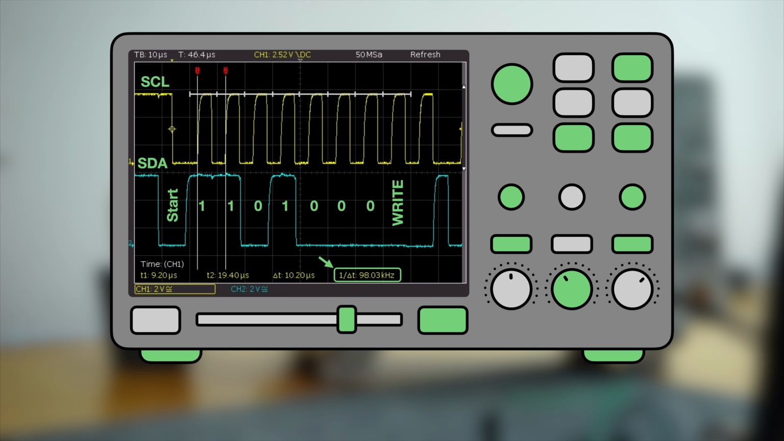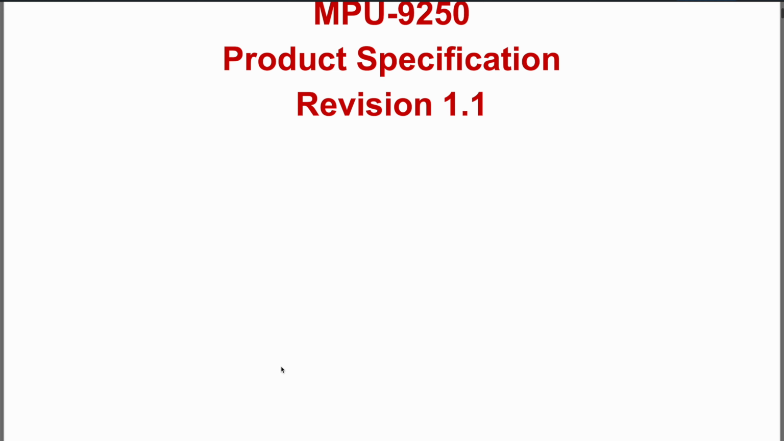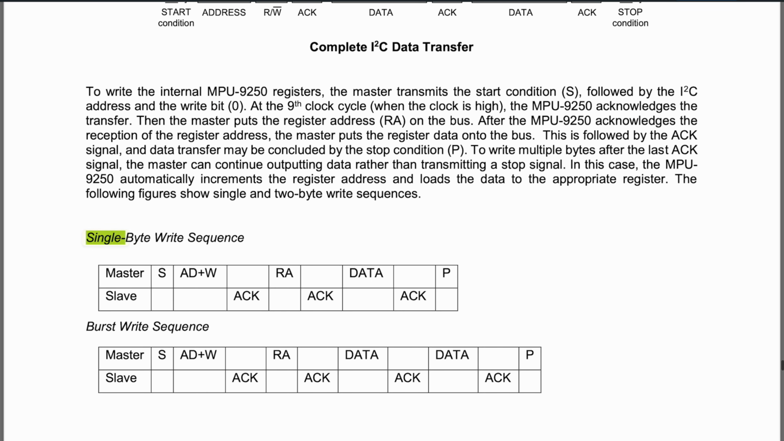You may now wonder, as we wanted to simply read the Who Am I register from the slave, right? But actually, we somehow need to tell the slave which register address from it we want to read. To better understand this, we can take a look at the datasheet of this particular IMU and search for the term single byte read. Here we can actually see how it's supposed to work.